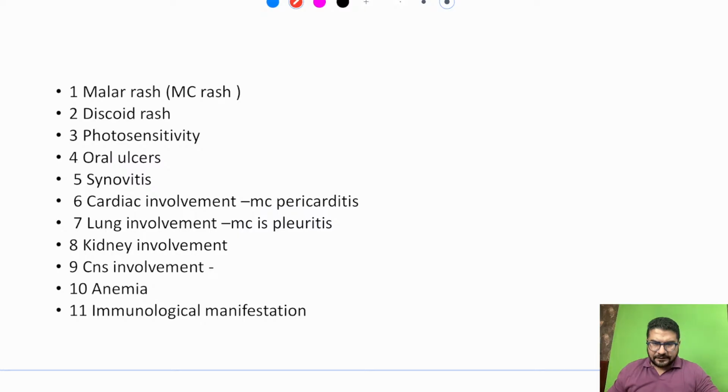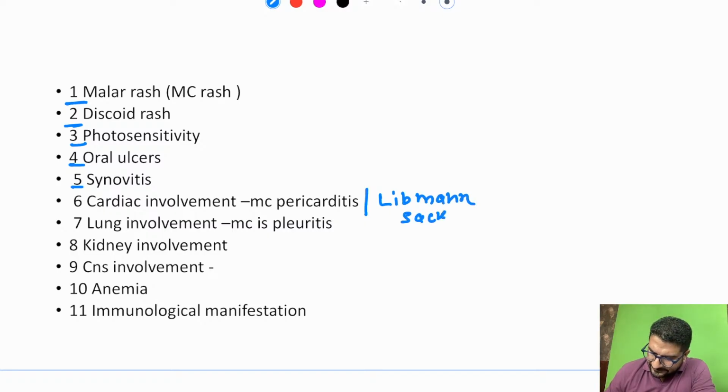Okay, so now let's start our discussion. Let's start with rheumatology first. We have a malar rash, a discoid rash. Photosensitivity means whenever the patient goes into the sun, this rash will increase. Oral ulcers, synovitis, cardiac involvement, most common will be pericarditis. But in exam, what they ask you is a type of endocarditis, called Libman-Sacks endocarditis.